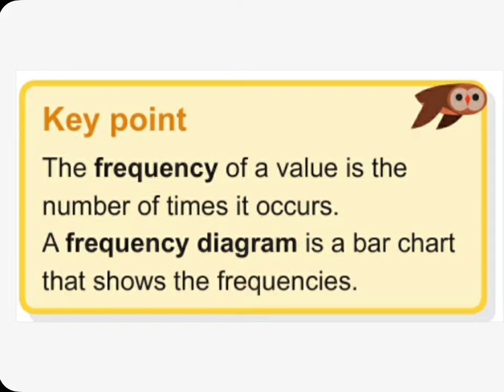Now, what's the meaning of frequency? The frequency of a value is the number of times it occurs. It means how many times something happens or how many times it's happening. This is the meaning of frequency. For example, if I say that I play football 3 times, it means the frequency of me playing football is 3.